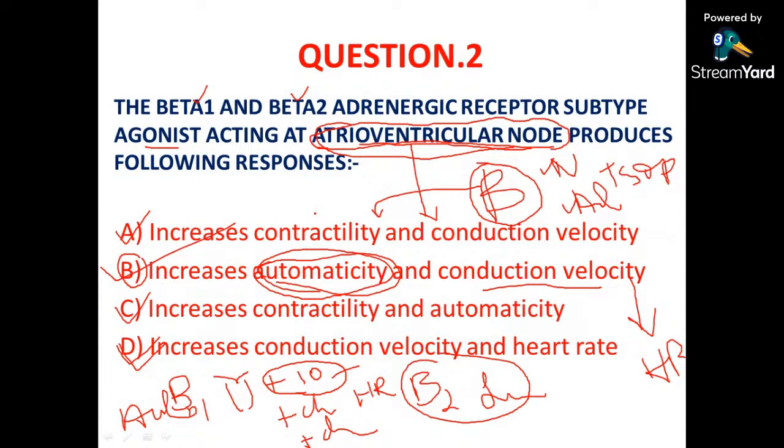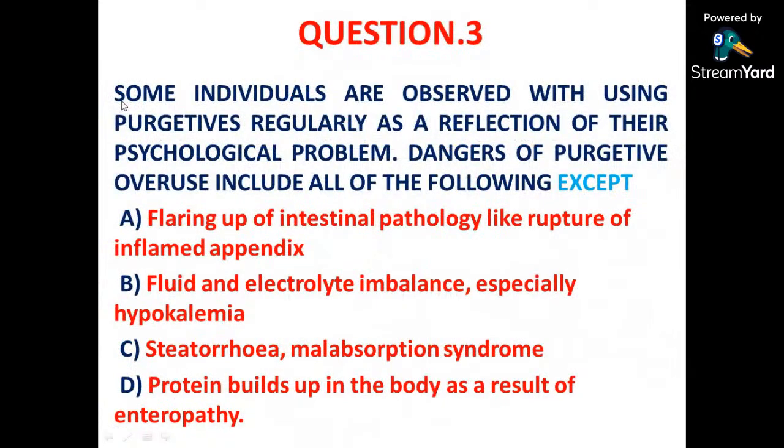I think this question is clear to you all. We'll go to the next question. Some individuals are observed using purgatives regularly as a reflection of their psychological problem. See, in most older populations, they will be suffering with constipation due to psychological disorders or whatever it may be. So in those cases, they will be using purgatives for constipation problems. What happens if purgatives are overused is the question.